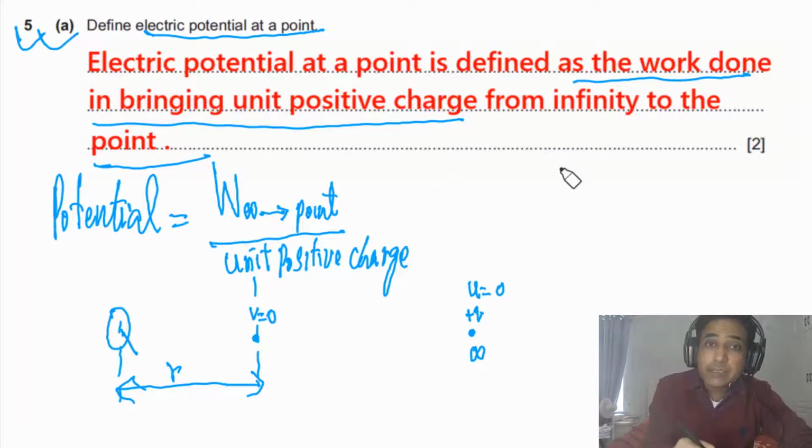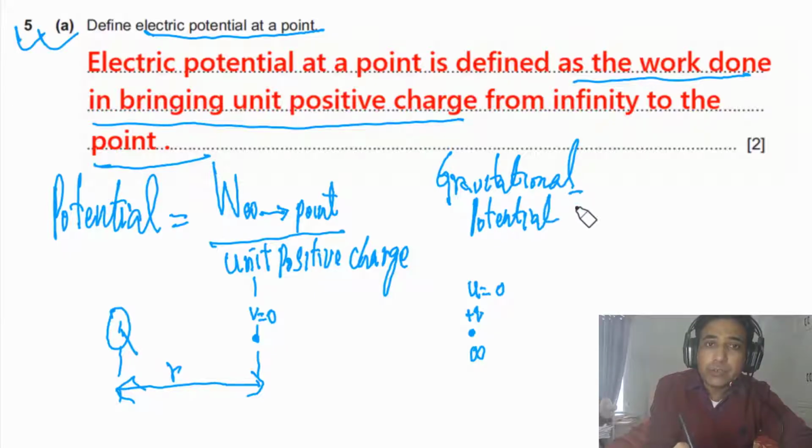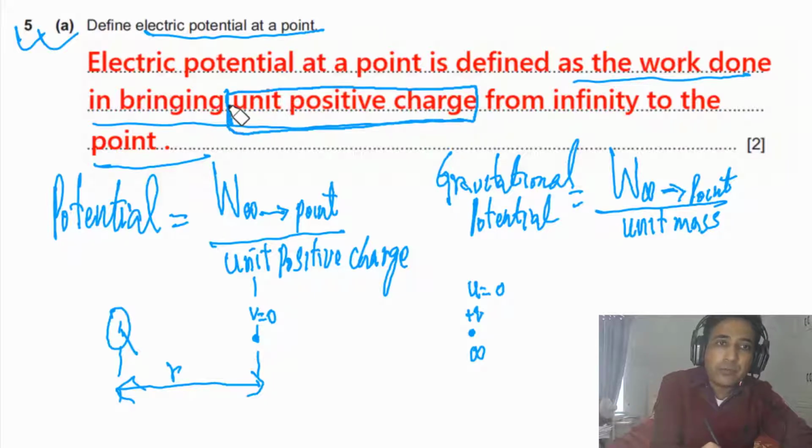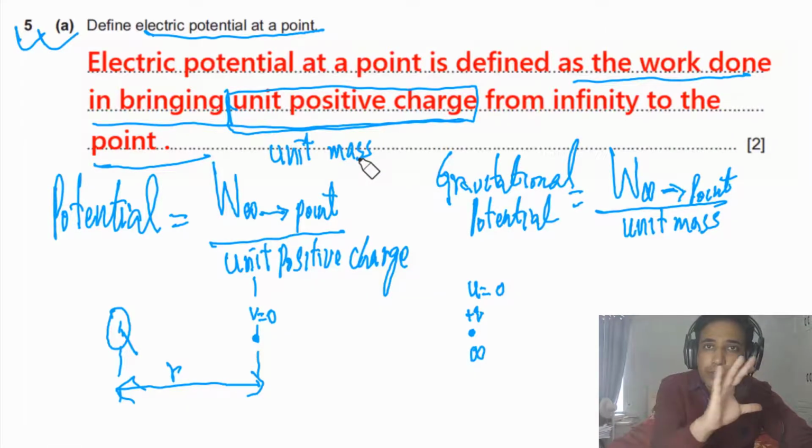And if they ask you to define gravitational potential, this was for electric potential. To define it for gravitational potential, simply you need to replace. Gravitational potential will be equal to the work done per unit mass from infinity to a point. So simply you need to replace, in this definition, unit positive charge with unit mass. The rest is the same.